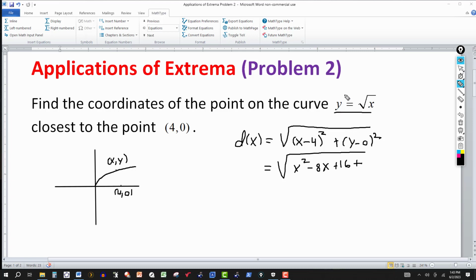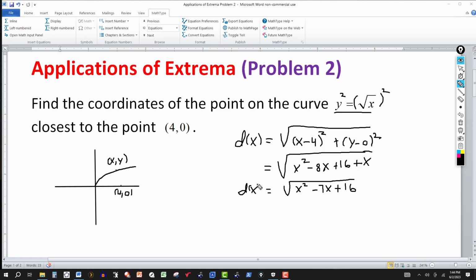If you look at this, y squared is radical x squared, which will just give me x. So now I have the distance function in terms of x, which is what I want here. So this then is going to give me the square root of x squared, and I have minus 8x plus 1x, that's minus 7x plus 16. And this is now your distance function here.